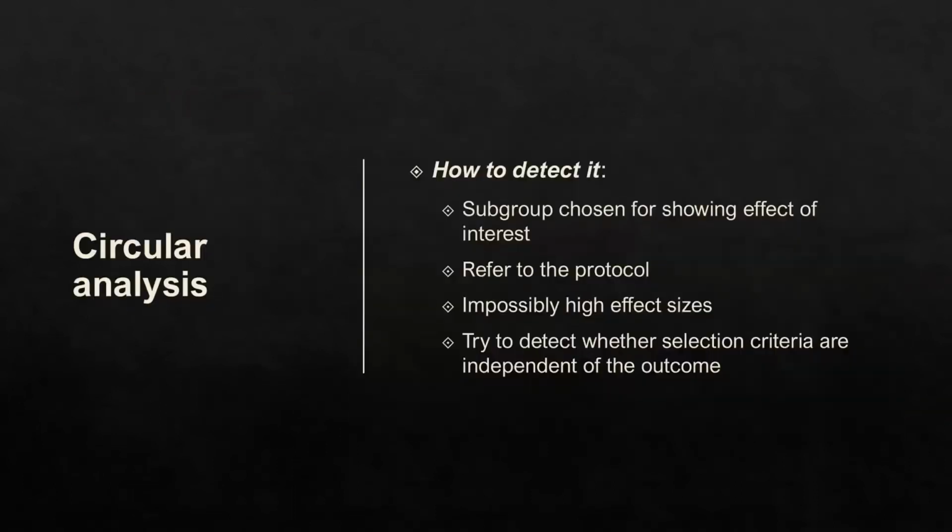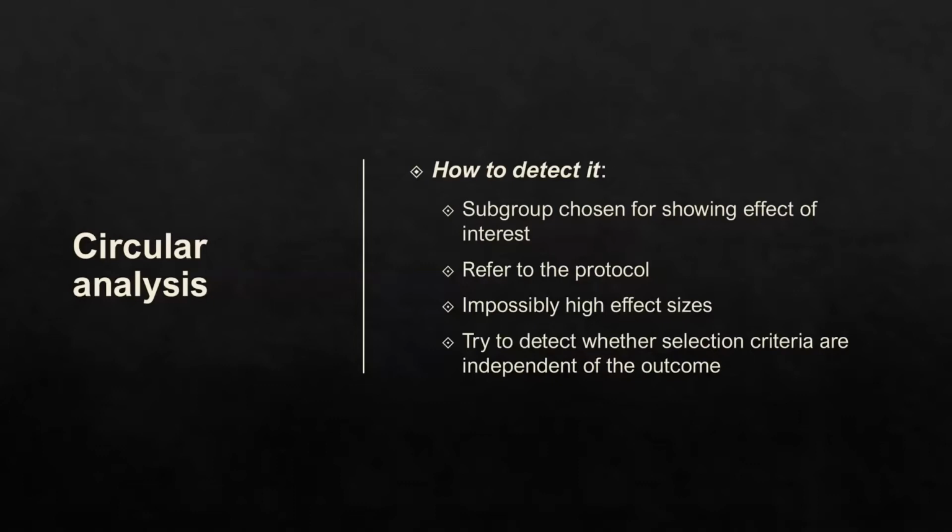How would you detect it? It might be easy to detect if, for instance, the subgroup analyses of a set of data are specifically chosen for showing the effect of interest. For example, if it's a randomized controlled drug trial and no effect of the drug is found in the population, so you choose a subsample of men over 50 years because you saw that there was an effect in this particular age group. That's obviously very problematic. You're choosing your subsample based on where the effect is strongest.